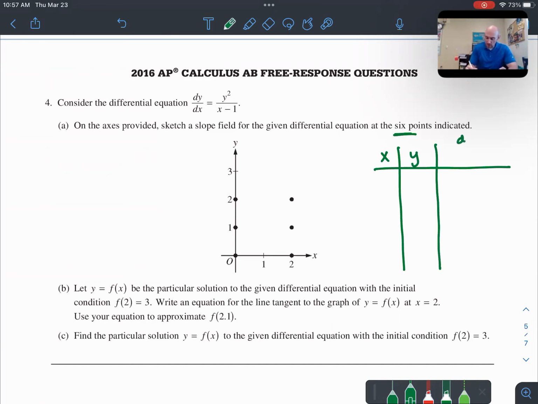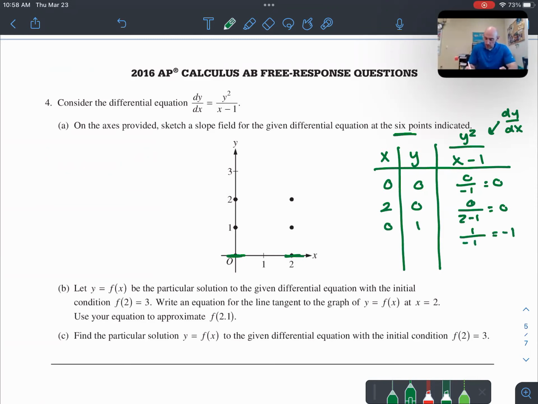So we have our dy over dx, which is y squared over x minus 1. Okay, that's our dy over dx. So our first point here, 0, 0, nice and easy. We put in that 0, 0 over -1, we get 0. So we want to make sure we put a nice flat line there. And I'll go ahead and do 2, 0, which is going to give us 0 over 2 minus 1, which is also 0. Nice little flat line there. Let's go ahead and do 0, 1. That's going to give us 1 over -1, or a -1 slope. So remember, a -1 slope is going to go down.